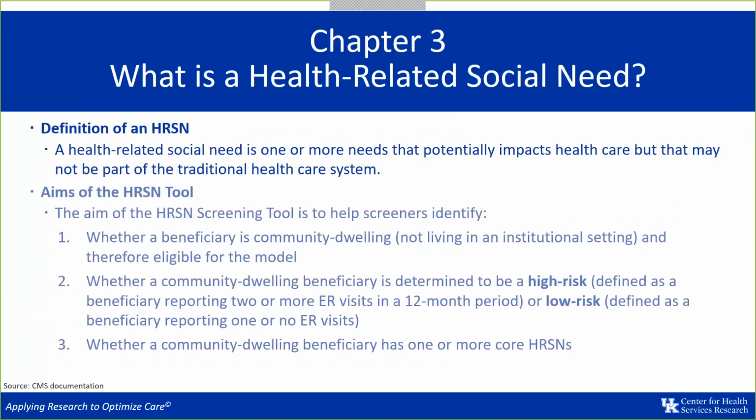The HRSN tool, the screening form you'll be handing out, was developed to identify three things. 1, whether a beneficiary is community dwelling or not living in an institutional setting, and therefore eligible for the model. 2, whether a community dwelling beneficiary is determined to be a high risk, defined as a beneficiary reporting 2 or more ER visits in the 12-month period, or low risk, defined as a beneficiary reporting 1 or no ER visits. And 3, whether a community dwelling beneficiary has 1 or more core HRSNs.